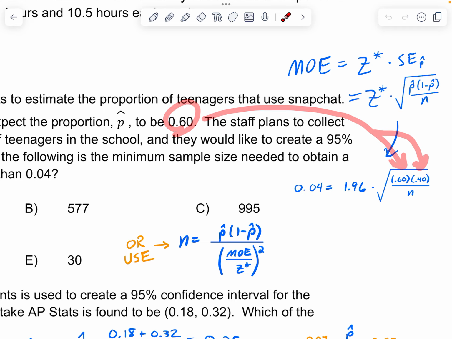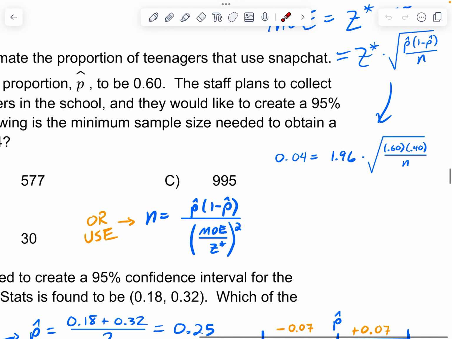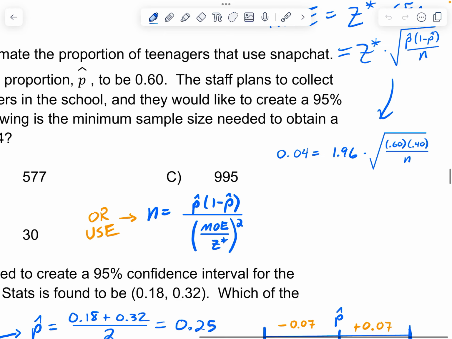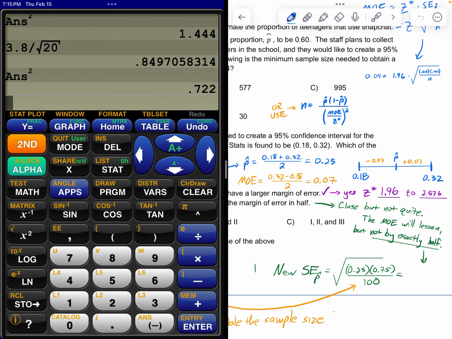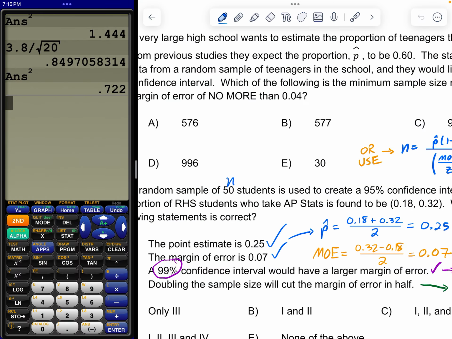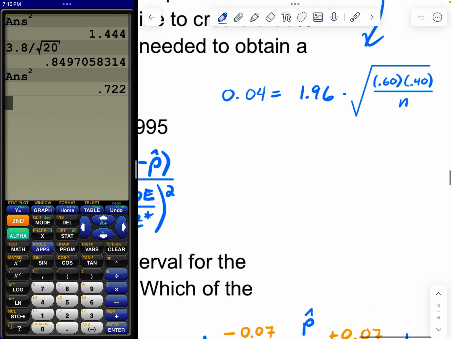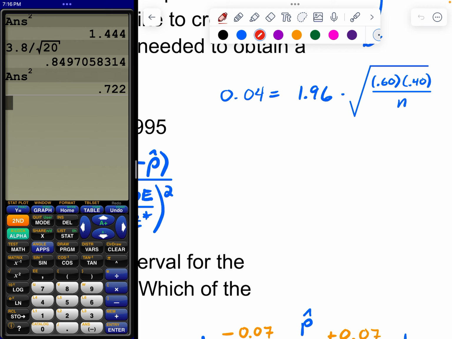Now we have to go through the nitty-gritty of solving this. So get your calculators ready. And do not round at all until you've got your final answer, okay? So step 1, you're going to divide by 1.96. Okay, 0.04, whoops.